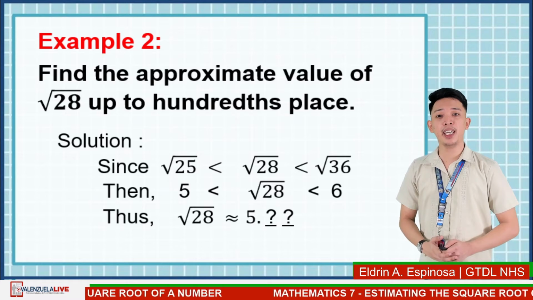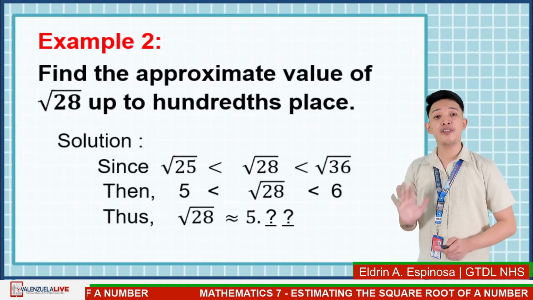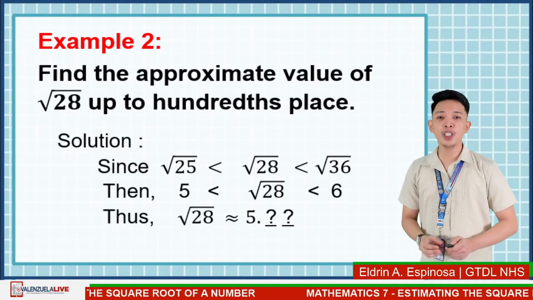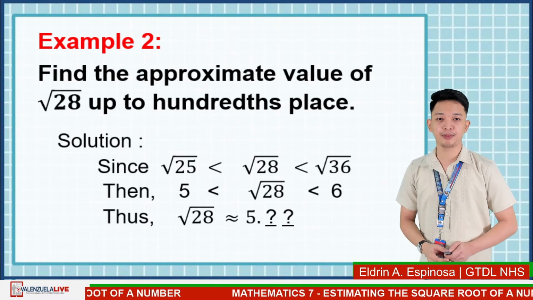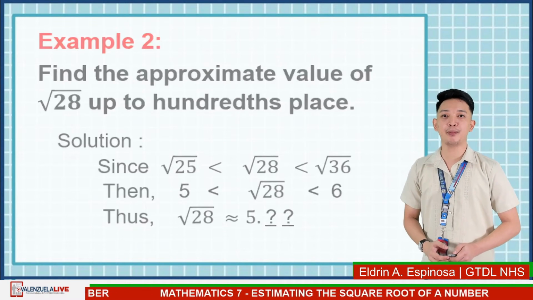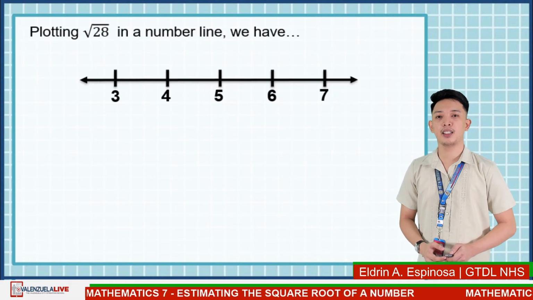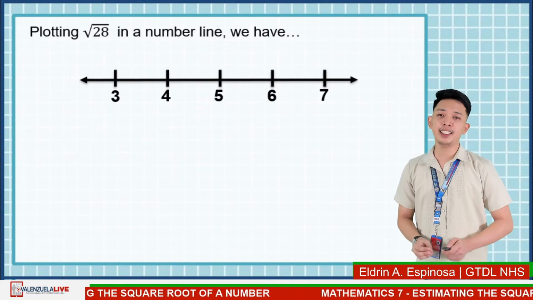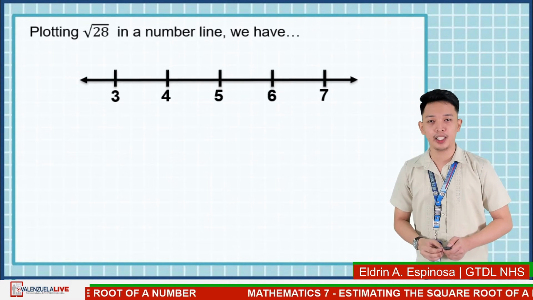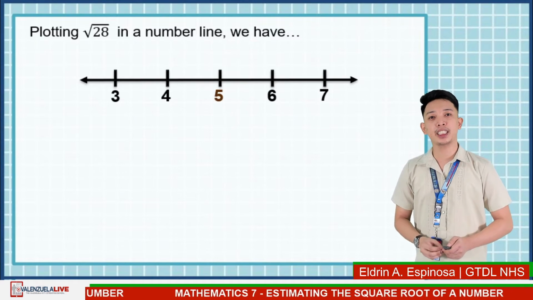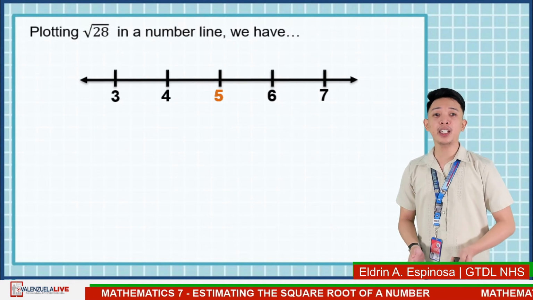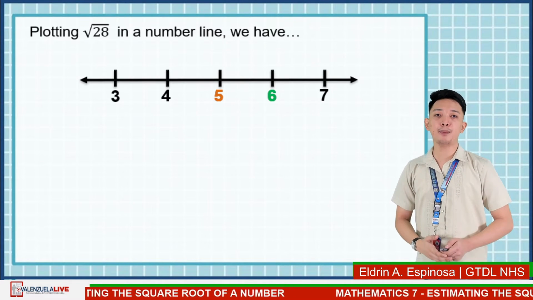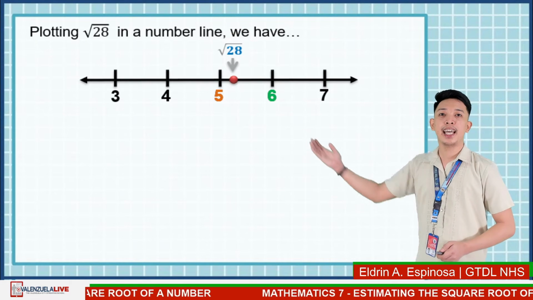Therefore, square root of 28 is approximately equal to 5 point something. Now, how are we going to determine this decimal part? Let's proceed to the next step. Plot square root of 28 on the number line. Since square root of 28 is closer to square root of 25, which is 5, than square root of 36, which is 6, then we will plot the point a little bit closer to 5 than to 6.